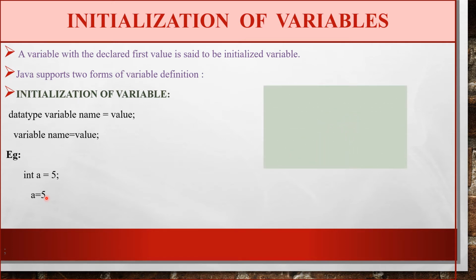If we'll see the memory block, as soon as this first statement is written integer a equals to 5, for a memory block is reserved. The name of this memory block will be a, which will have the memory of 4 bytes as data type is of integer. So if the starting address is 2000, ending address will be 2004.